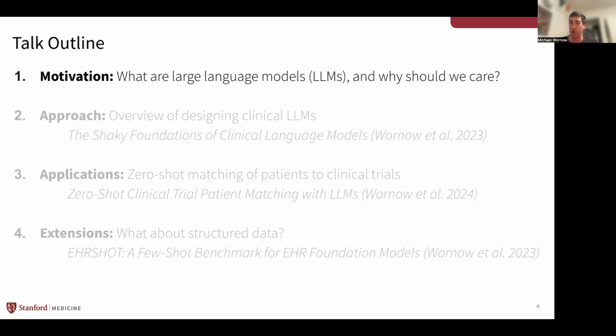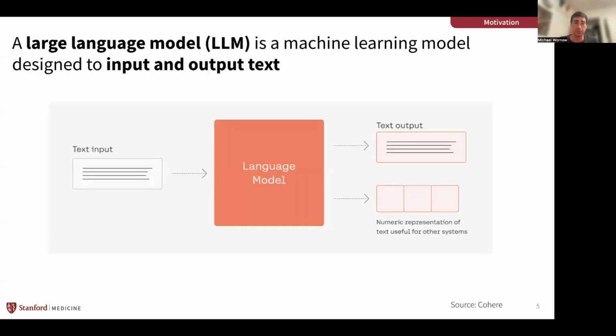Great. So with that, I will start with the first part of this talk, which is what are we talking about and why should you care? To start with, what is a large language model? A large language model, in the simplest way to describe it, is basically a machine learning model that takes text as input and outputs text. And that's basically it. It's that simple.